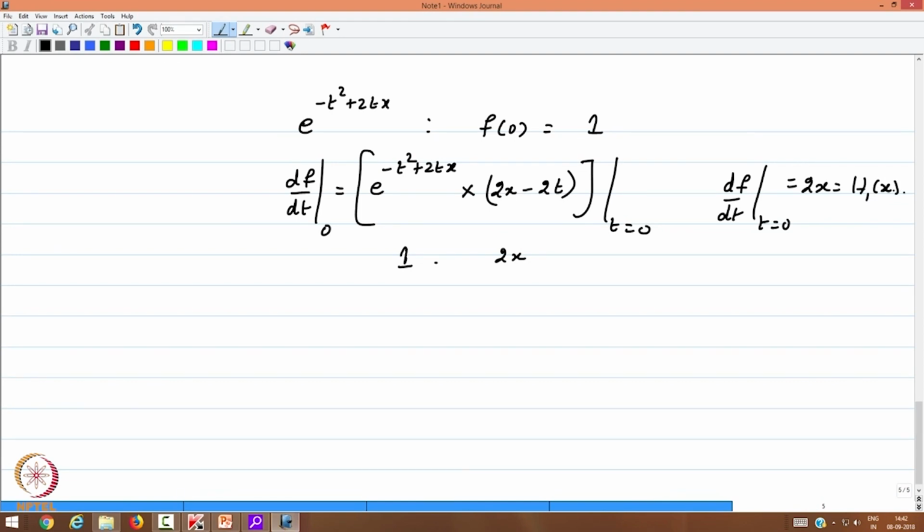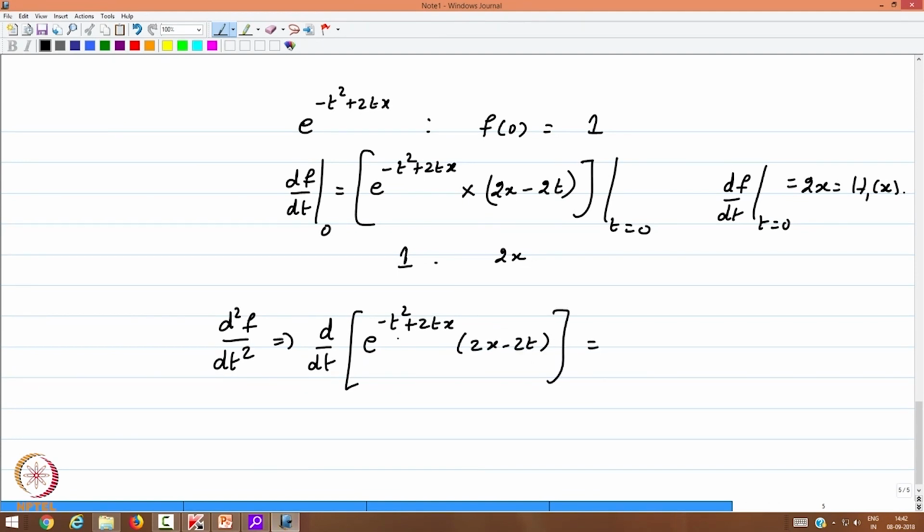That is the first term, h1 of x. Now, for d square f by dt square, we take the derivative from this point, namely d by dt of e to the minus t square plus 2tx times 2x minus 2t, because it is already the first derivative. This will give you again 2x minus 2t whole square times e to the minus t square plus 2tx, and then you have the derivative of the other term, which is e to the minus t square plus 2tx times minus 2. Okay.